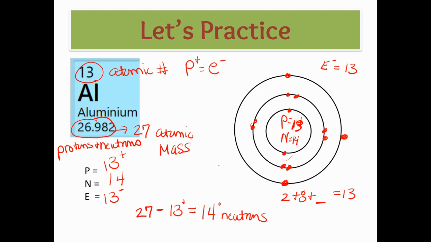Do I have 13 electrons? Let's double check. 1, 2, 3, 4, 5, 6, 7, 8, 9, 10, 11, 12, 13. So if I have 13 electrons and I have 13 protons, again, 13 positive, 13 negative, it has a 0 charge. Therefore, it can be an atom of an element on the periodic table because it is in its purest form. Guys, this is all I have today for the Bohr model.